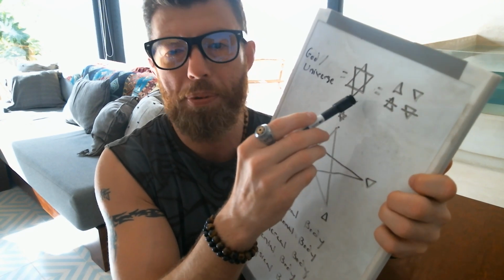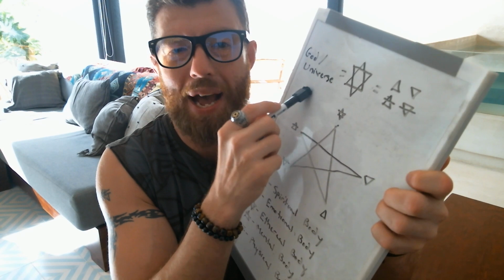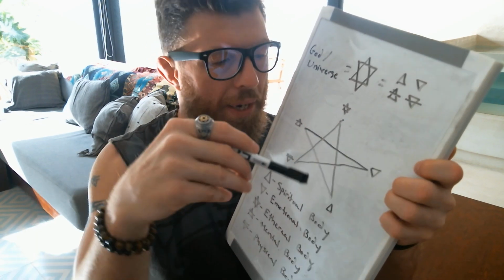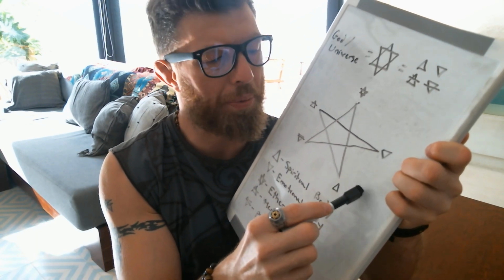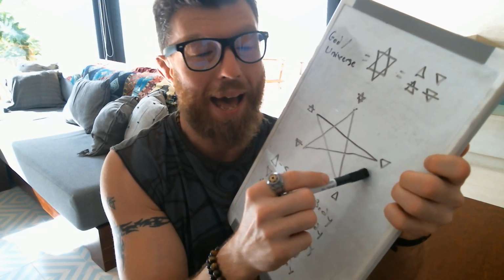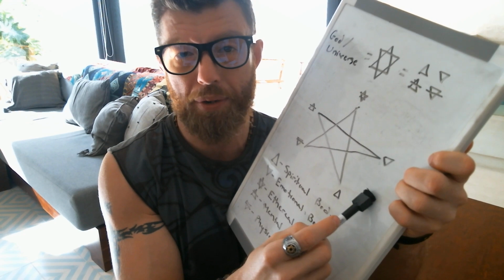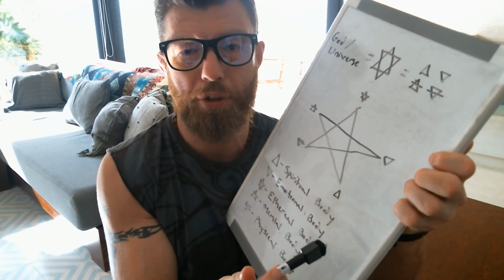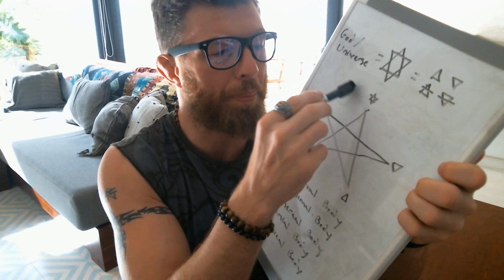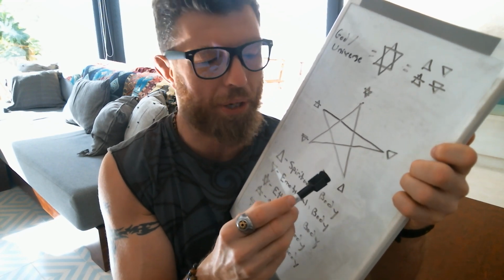So this symbol represents God, creator, conscious universe as the universe. You can also see it in my ring here. This symbol represents God, creator, or conscious universe as the higher self, the child of God, the Holy Spirit, the Christ self, the God self, the Buddha self, etc. This symbol represents the 5 dimensions of human consciousness.